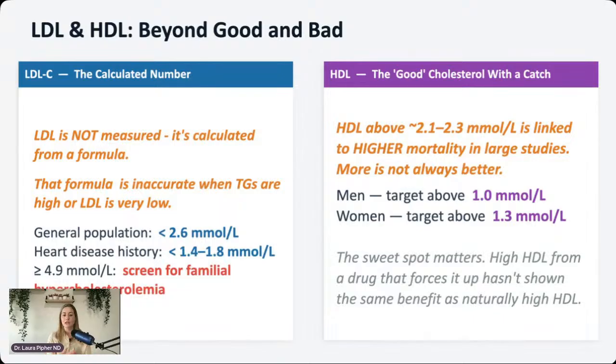And then there are some targets for what we want to see in the general population versus someone with a heart disease history. And then over 4.9, we want to screen for hypercholesterolemia.